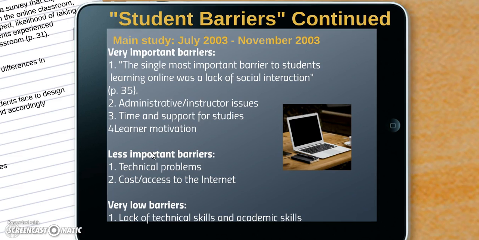Then there's also technical and social elements involved in this. For the main study, or the second study, these were the results. The very important barriers, which the most important actually, was seen as a lack of social interaction. Second, administrative and instructor issues. Third, time and support for studies. Fourth, learner motivation, and then you can see on this page it gets to the less important, and then finally the least important: technical problems, cost and access, and then finally lack of technical skills and academic skills. So this is how the students responded to these authors' survey.